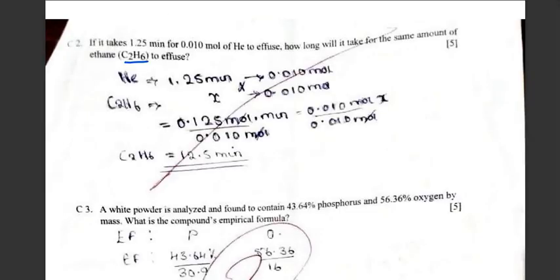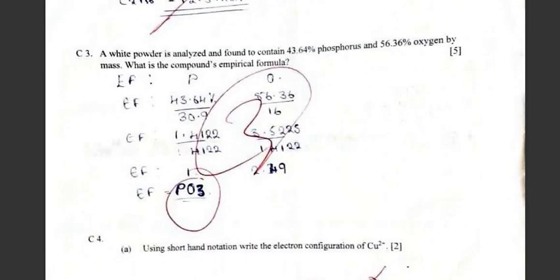So the next question is on number C3. Yeah, so C3 is simply asking us to get the empirical formula. So here I'll just do this straightforward. The empirical formula here was partially correct, but then the person got 3 marks. Why? Because of the representation.